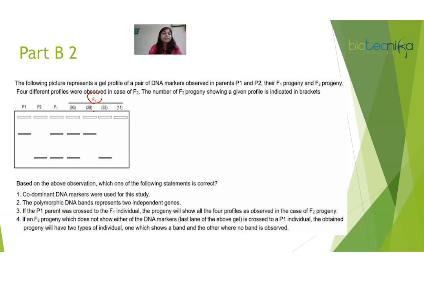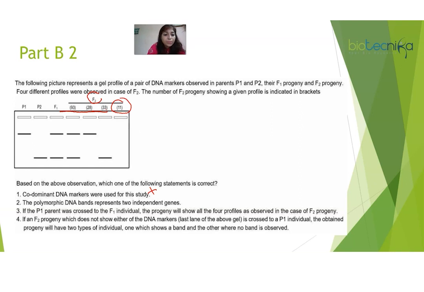Now if we see here for the codominant DNA marker, till all this it is fine, it might be codominant, but what about this progeny? In this progeny in F2, none of the bands are showing. That is not possible for codominant DNA markers, so this statement is not possible.